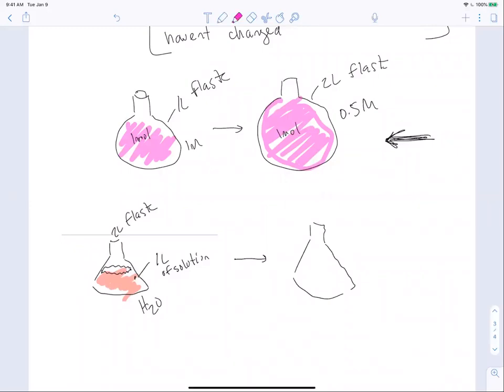I guess since I said that's a 2-liter flask, I would fill this to the top. Now I have 2 liters of solution.